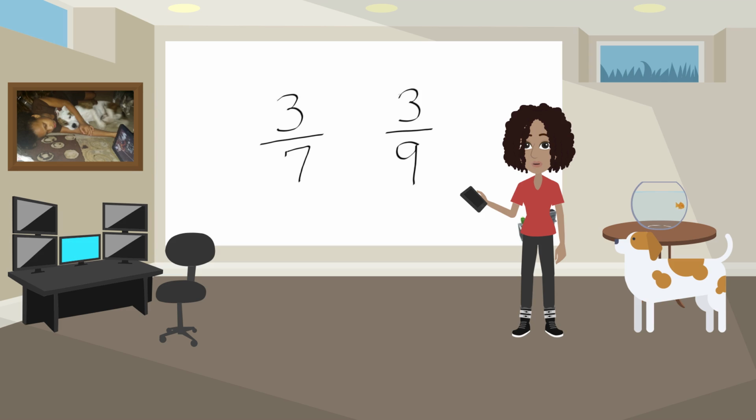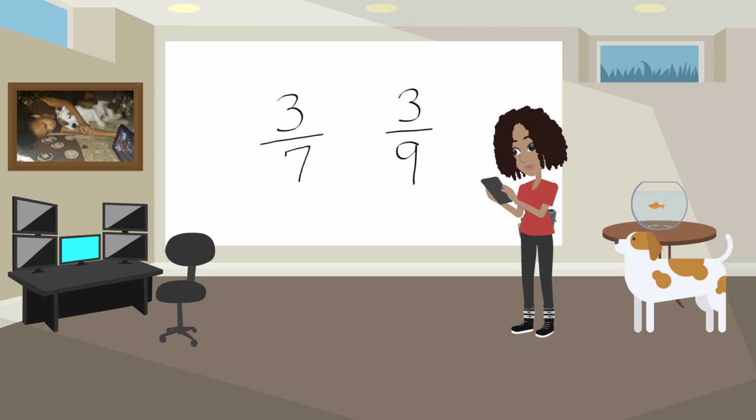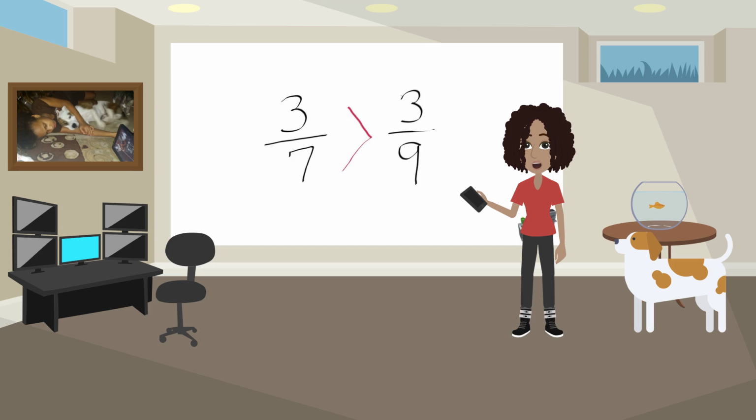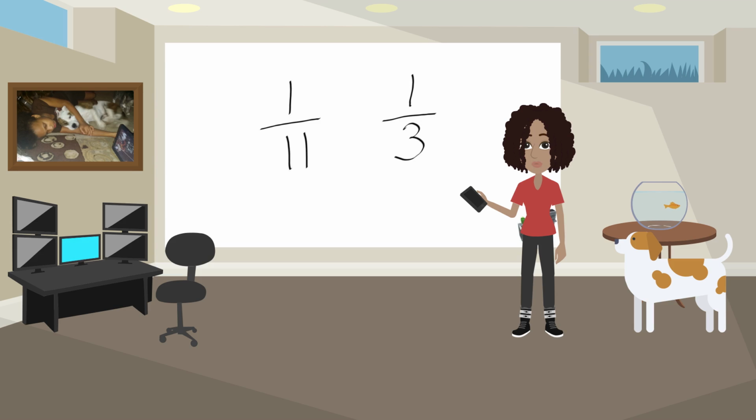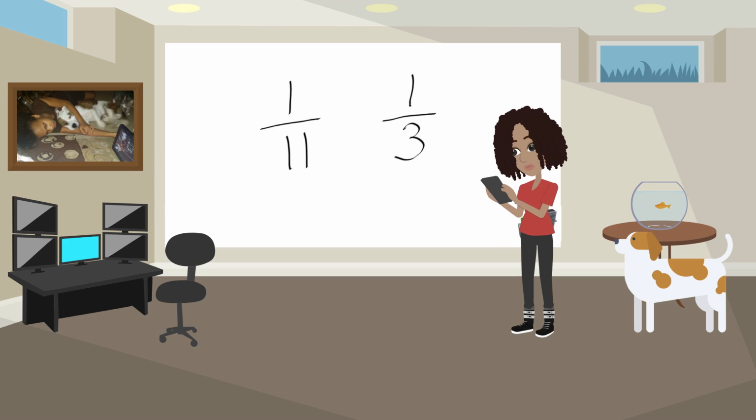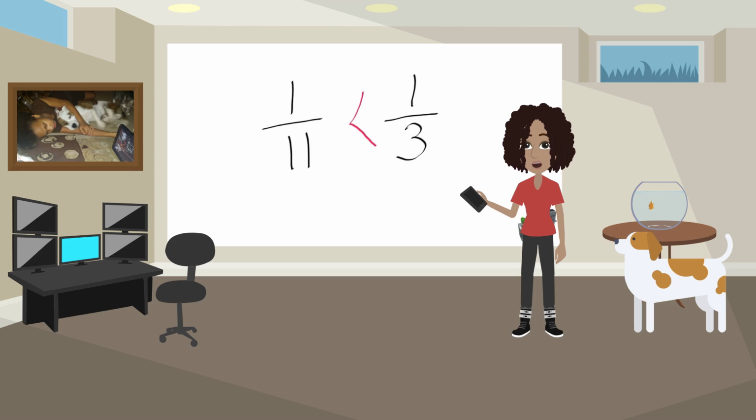Let's compare 3/7 and 3/9. 3/7 has a smaller denominator and larger equal parts, so 3/7 is greater than 3/9. Let's compare 1/11 and 1/3. 1/11 has a larger denominator and smaller equal parts, so 1/11 is less than 1/3.